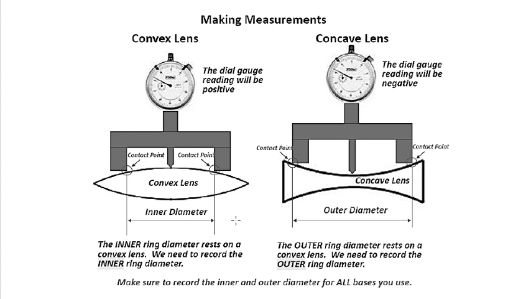Alright, so make sure that you know how to record the inner ring diameter for the convex and the outer ring diameter for your concave lens, okay? And you have to make sure to record the inner and outer diameter for all bases that you use, otherwise you won't be able to get the correct reading.